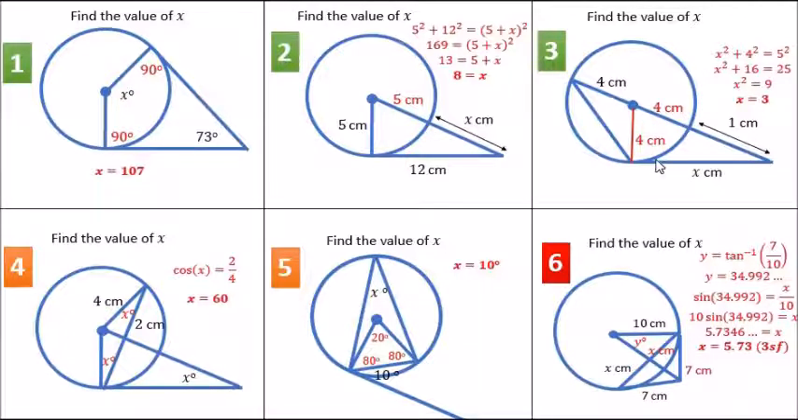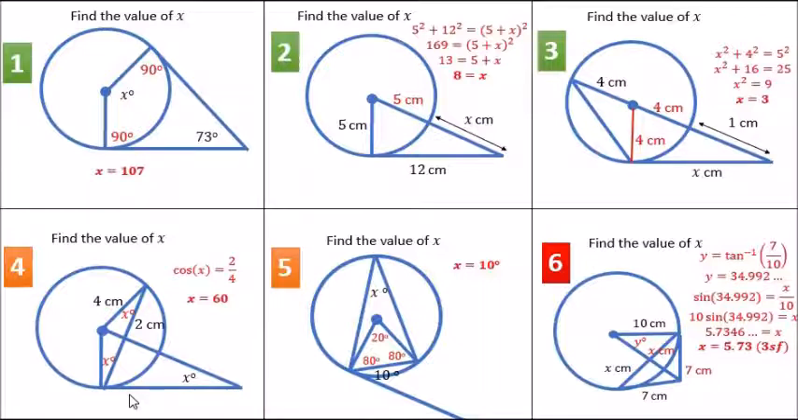This question again uses Pythagoras theorem, but we have to recognize that because that's a radius, it's also 4 centimeters, and this length here is 4 centimeters as well. Because of that, we know we have 5 centimeters across here, 4 centimeters here. This is a right angle, so we can use Pythagoras theorem to get that x is equal to 3.